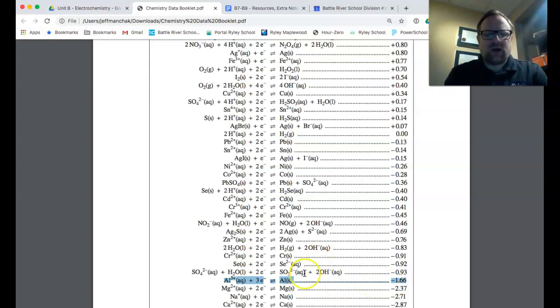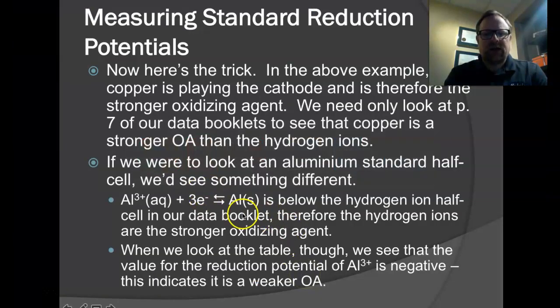And you'll see then, all I'm trying to say in this slide is that half reaction is well below our hydrogen half cell, our reference half cell. And when we look at the table, we see the value for the reduction potential of aluminum is negative, indicating that it is a weaker oxidizing agent than hydrogen is. So I hope that makes a little bit of sense. Run back through this a couple of times, and if it still doesn't make sense, track me down at some point.